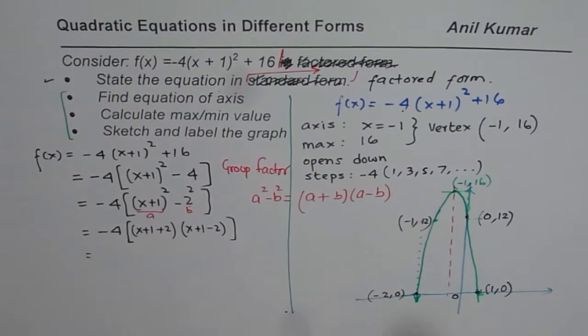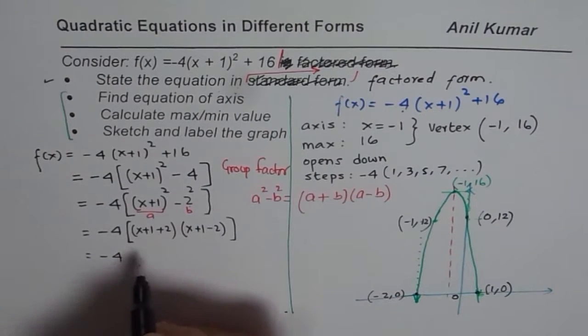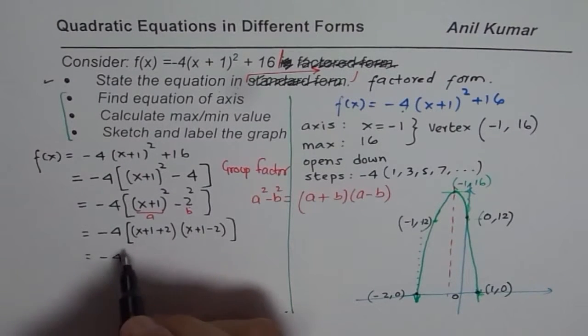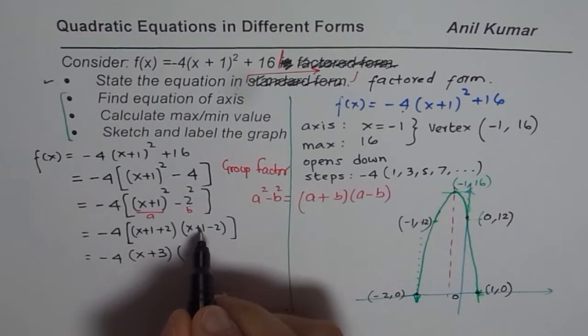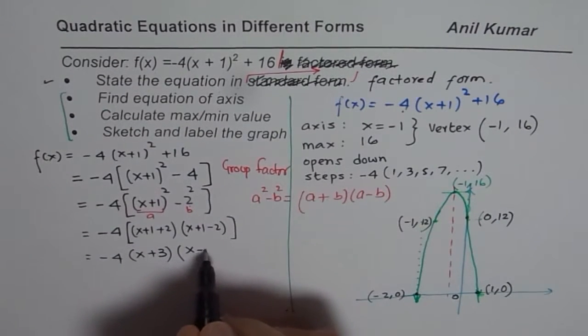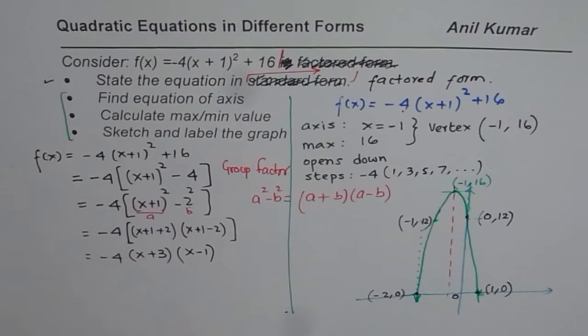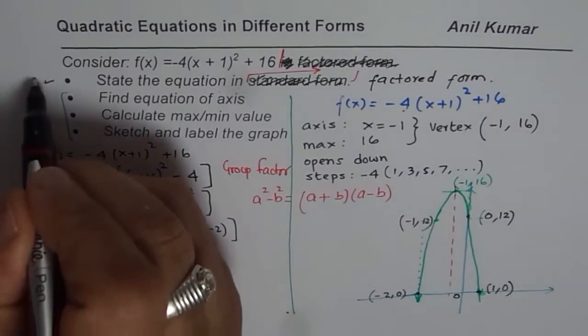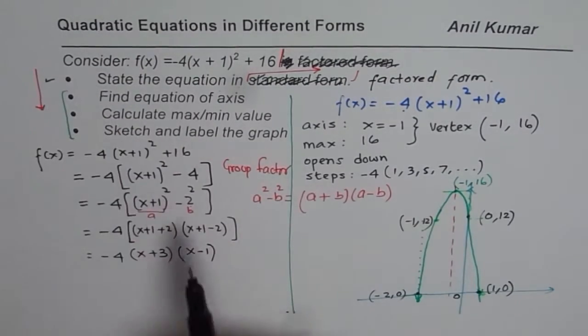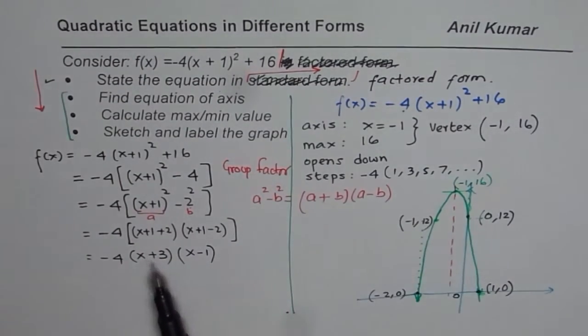Perfect. Now we could write this as -4. x + 1 + 2 is x + 3, and x + 1 - 2 is x - 1. So we get the factored form. Do you see that? So if you begin in this order, the first thing you will do is to factor. We'll factor using my technique. This is excellent, right? It saves you time.